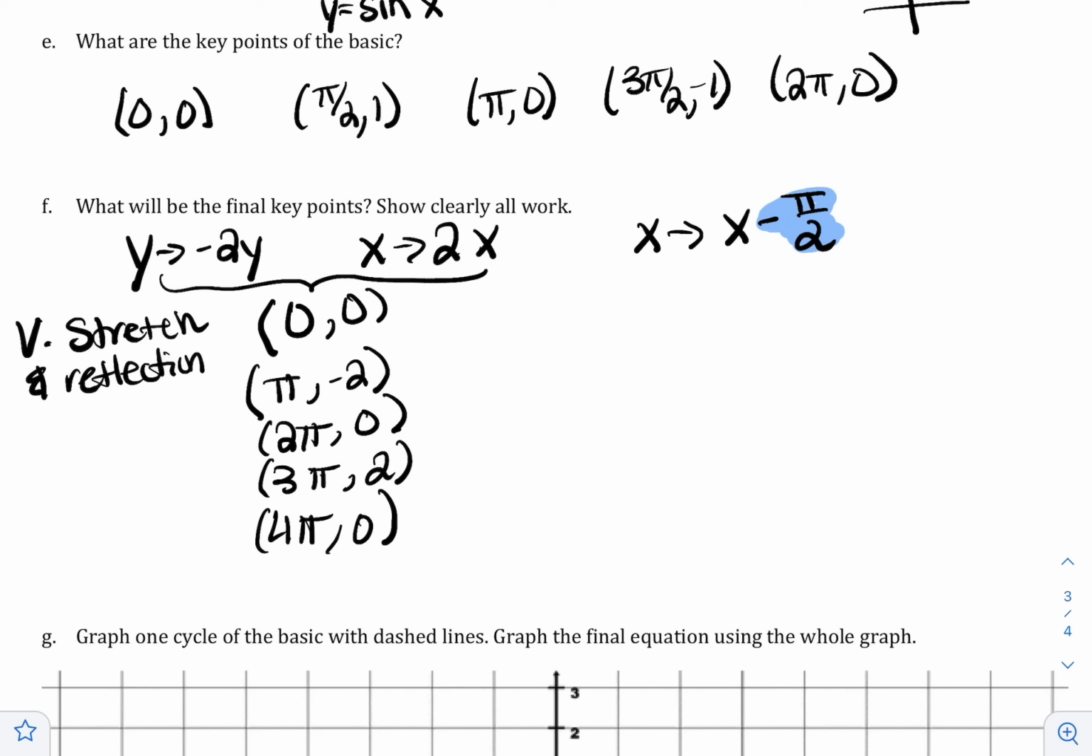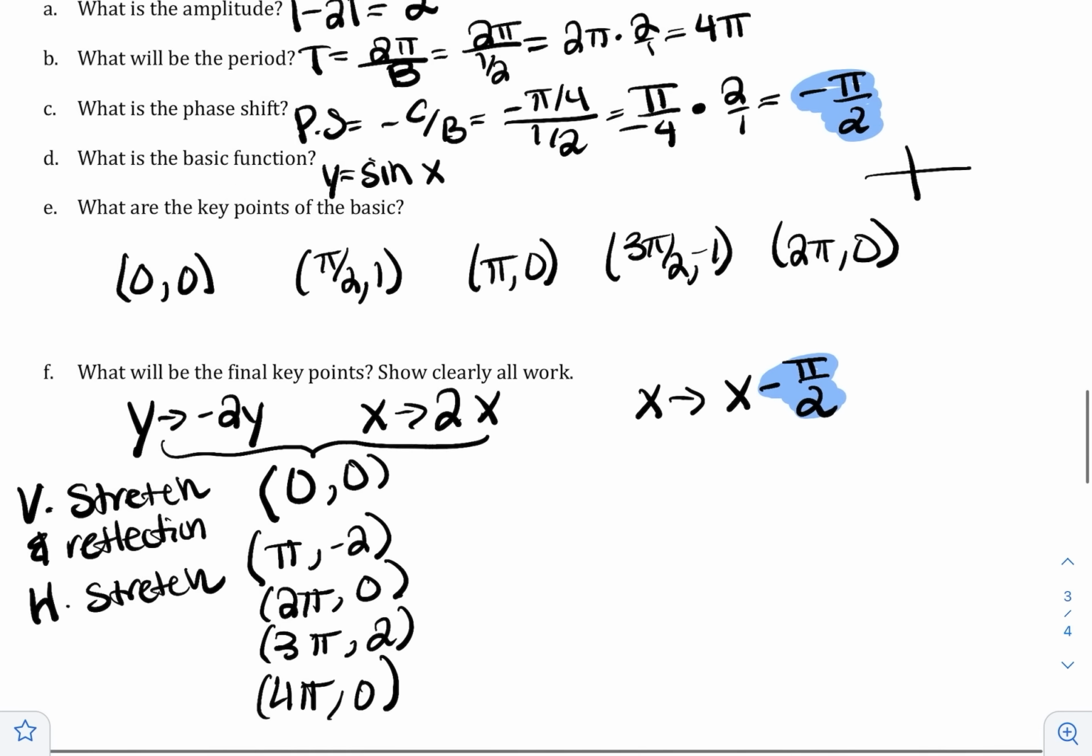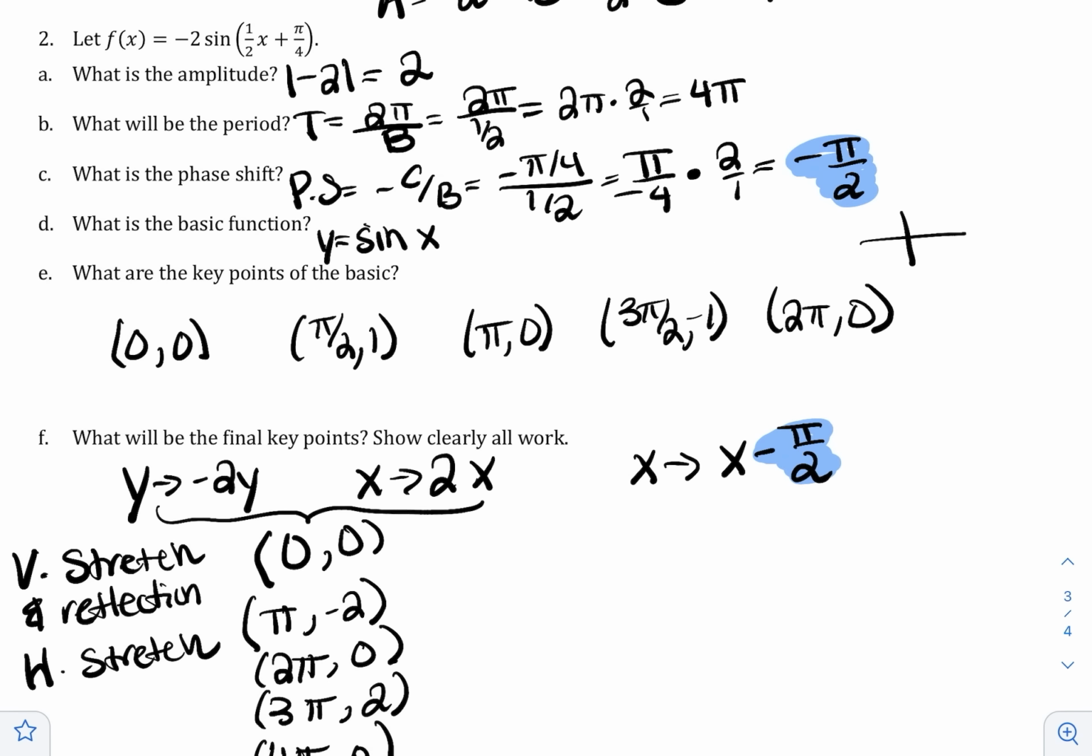And I'm also making my x's bigger, so I have a horizontal stretch. You might think the opposite because in the equation you see a 1/2 with the x, so you're like, oh, it's going to be smaller. But remember, you're taking the reciprocal because you live in opposite world. So it's actually going to make it bigger.